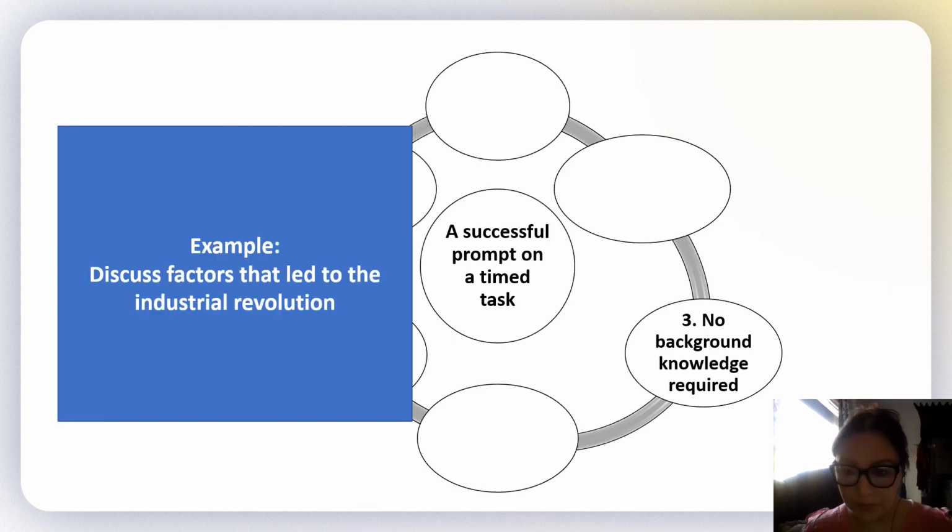For example, we would never ask our test takers to discuss the factors that led to the Industrial Revolution. That's a very specific prompt that requires information. People who've read about it would know. But now you wouldn't be testing their writing proficiency. You would be testing their background knowledge. And that's not the construct that you're testing here. So again, be very aware of what you want from your students.